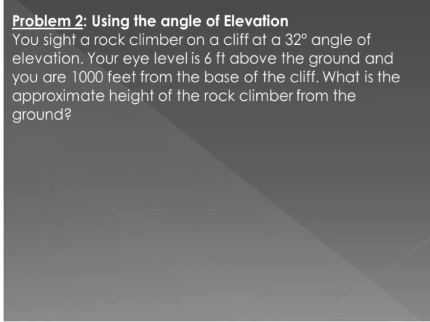So I have this word problem now. You sight a rock climber on a cliff at a 32 degree angle of elevation. So before I do anything else, I'm going to draw a picture. Angle of elevation would look something like this. So this right here is my angle of elevation because this would be looking straight and then looking up. And it's saying the angle of elevation is 32 degrees. So you should always, always, always draw a picture of these problems.